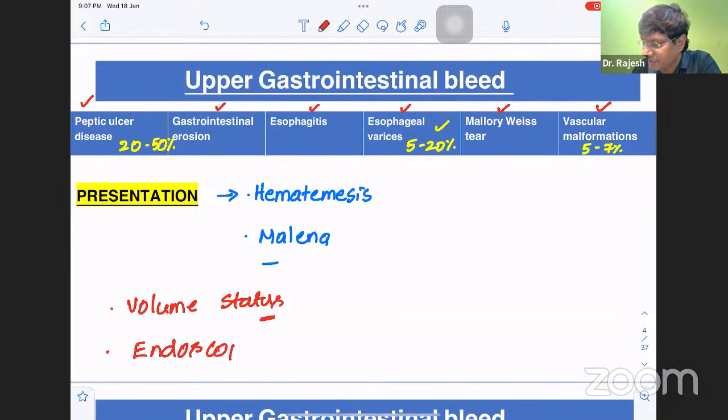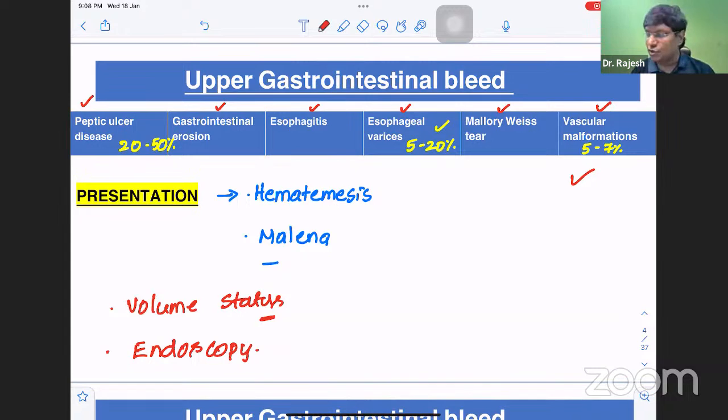Okay, so endoscopy is a very, very important diagnostic procedure which has to be followed for the upper gastrointestinal bleed. Now, I have just given you the etiologies causing the upper gastrointestinal bleed. Let me tell you, one important question that will be asked is, what are these vascular malformations that can present as the upper gastrointestinal bleed? We are very much aware of peptic ulcer disease, gastrointestinal erosion, esophagitis, esophageal varices, Mallory-Weiss tear, and vascular malformations, right? But what are those vascular malformations?